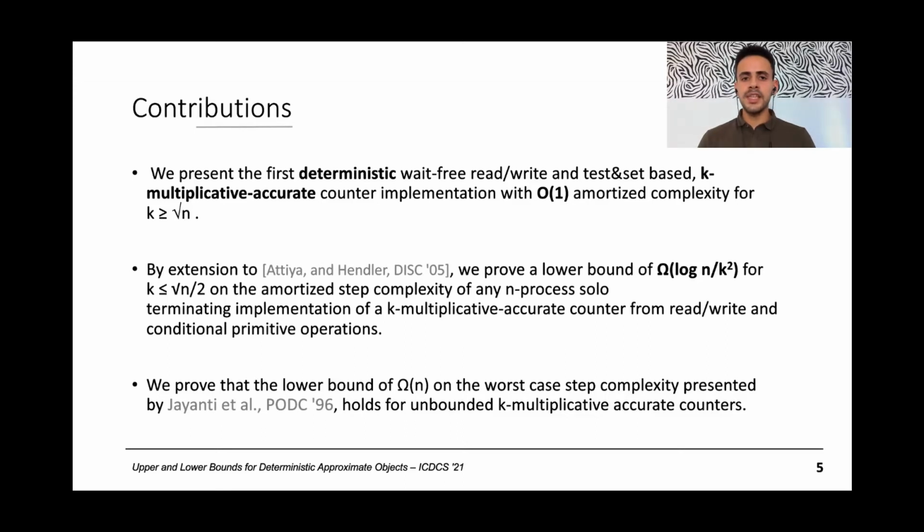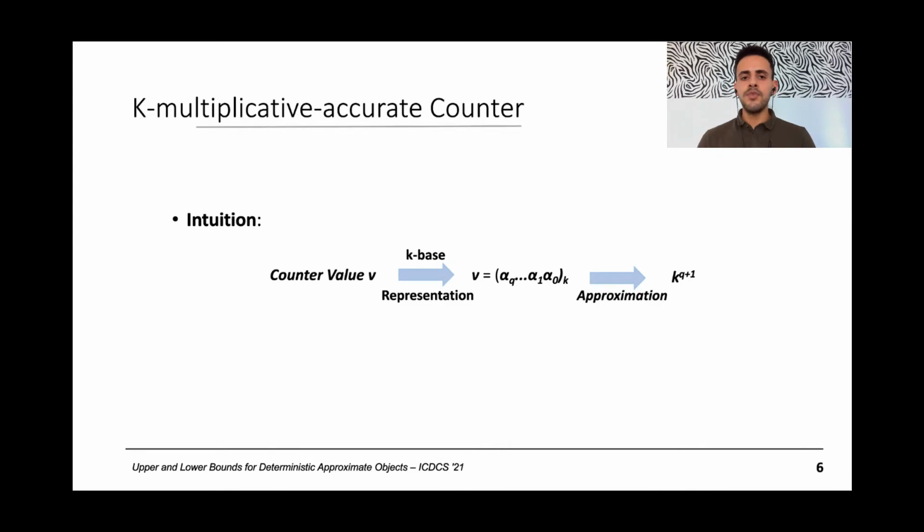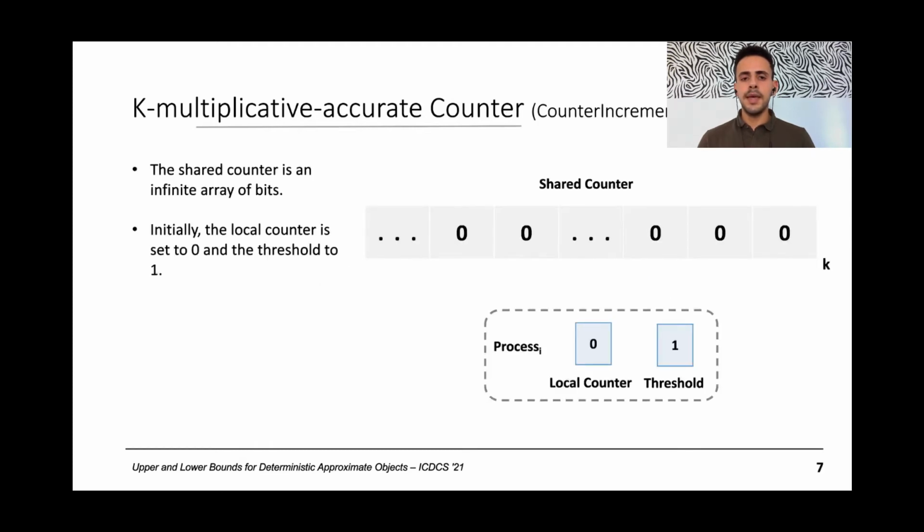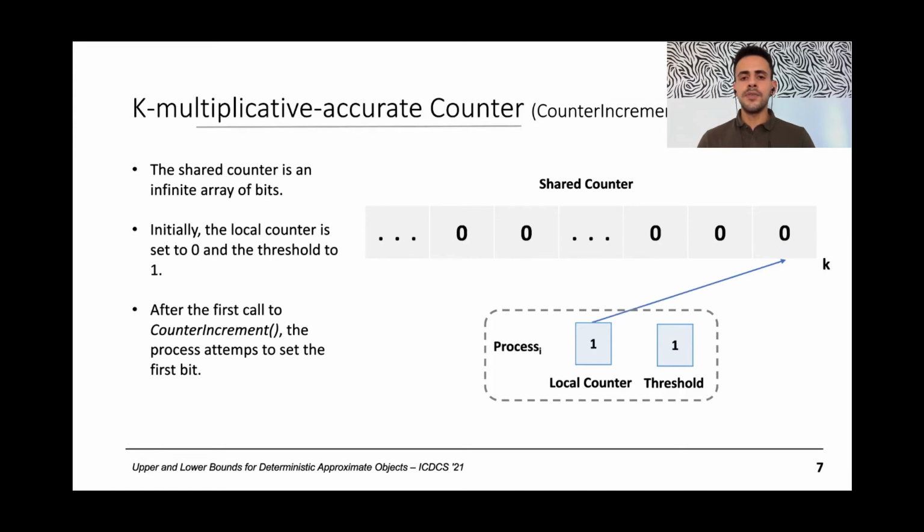The intuition behind the implementation of the K-multiplicative-accurate counter is to represent the counter value v in a k-base and using the index of the most significant bit in this representation to approximate the value of the counter within a range defined by the sequential specification of the object. More specifically, the shared counter is an infinite array of bits, and each process has two local variables, a local counter and a threshold initialized to 0 and 1. When the process first calls the counter increment operation, it increases the value of the local counter to 1, and since it reaches the value of the threshold, it writes the value of the first bit in the shared counter using a test-and-set primitive. When the test-and-set succeeds, the process resets the value of the local counter to 0 and updates the value of the threshold by multiplying it by a factor of k.